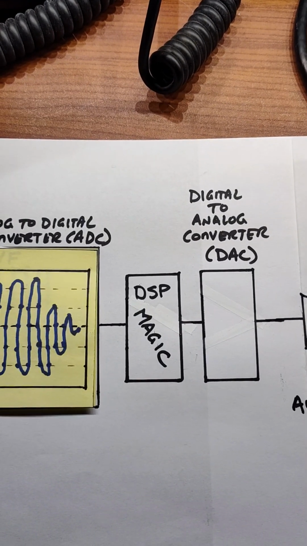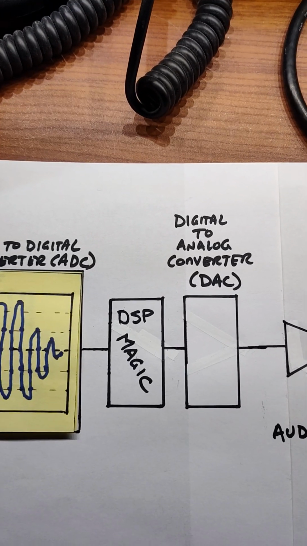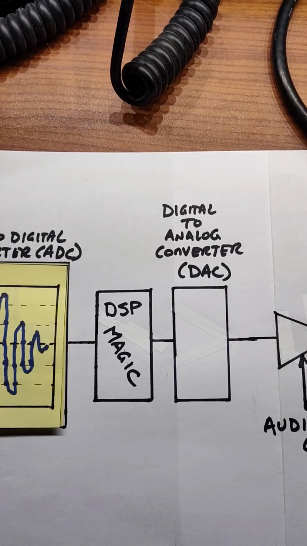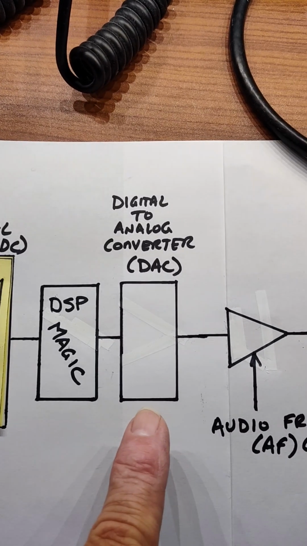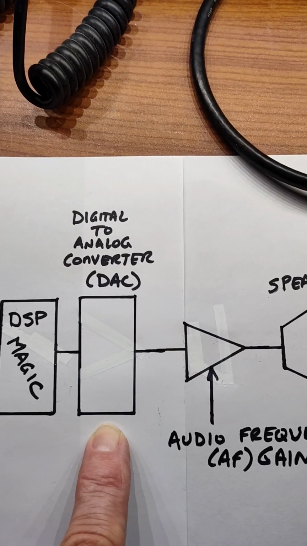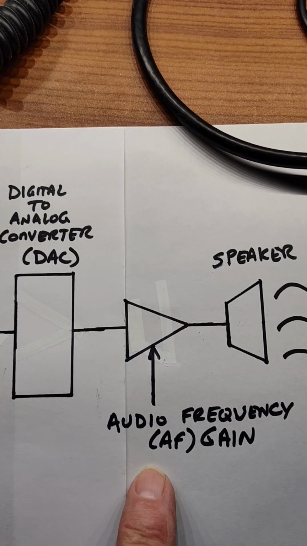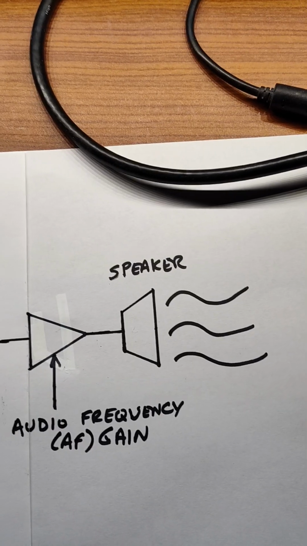Decode single sideband, convert to audio signals on AM or CW, and then it takes that and converts that digital signal back to analog through the digital to analog converter. And once we have that analog signal, then we want to give it an audio frequency gain so we can hear through a speaker or some headphones.